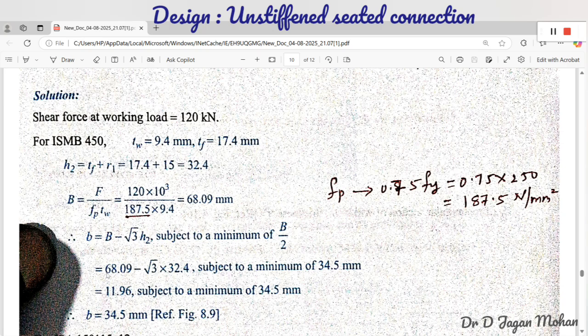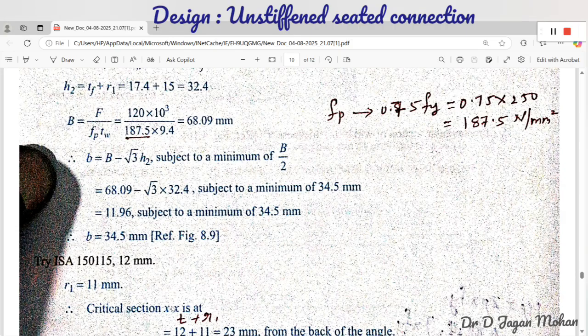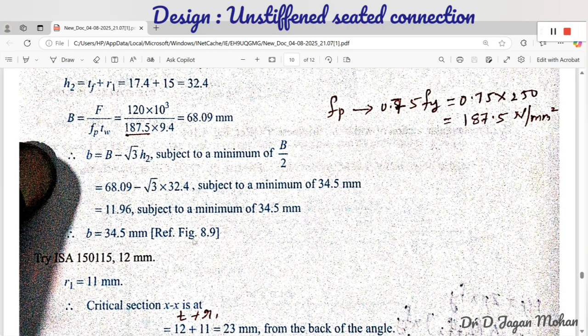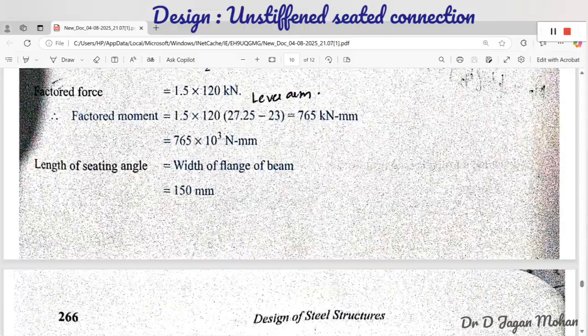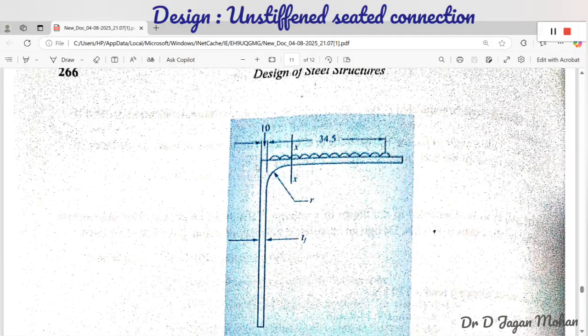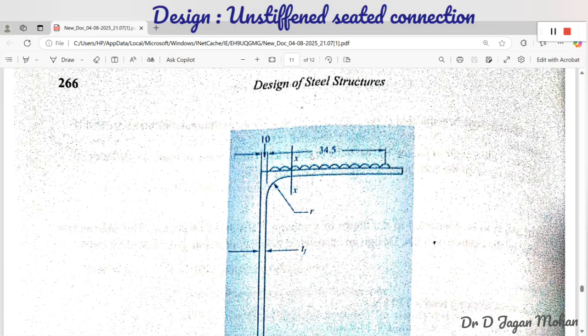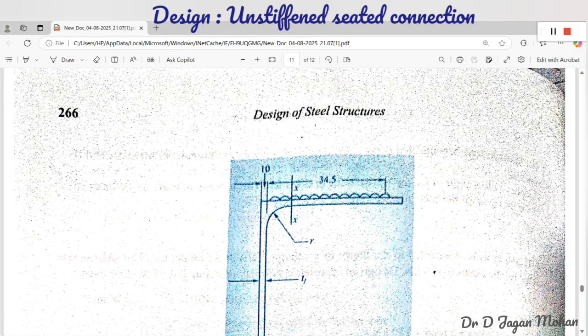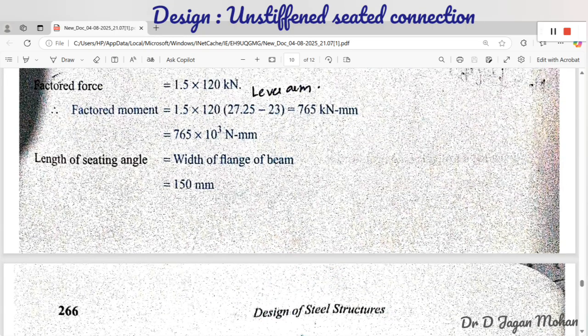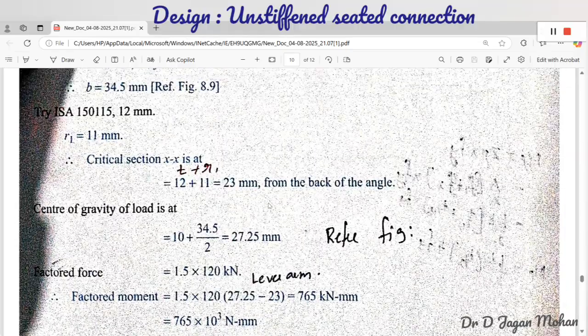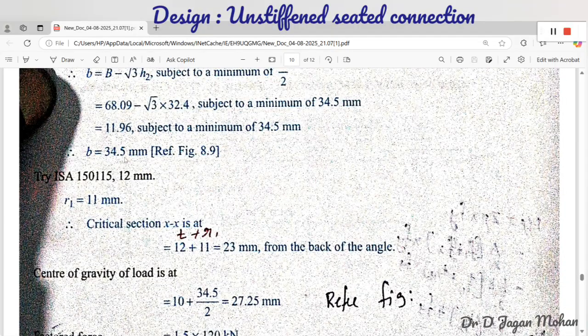So you are getting for this from this formula it is 11.96. So you should consider b equal to the minimum value of 34.5 mm. So b is 34.5 mm. So you refer to figure 8.9, this one. So this one, b value 34.5. That is the length of the force, that is shear force, length of the shear force here on this outstanding leg, 34.5. So this one, small b value is 34.5.